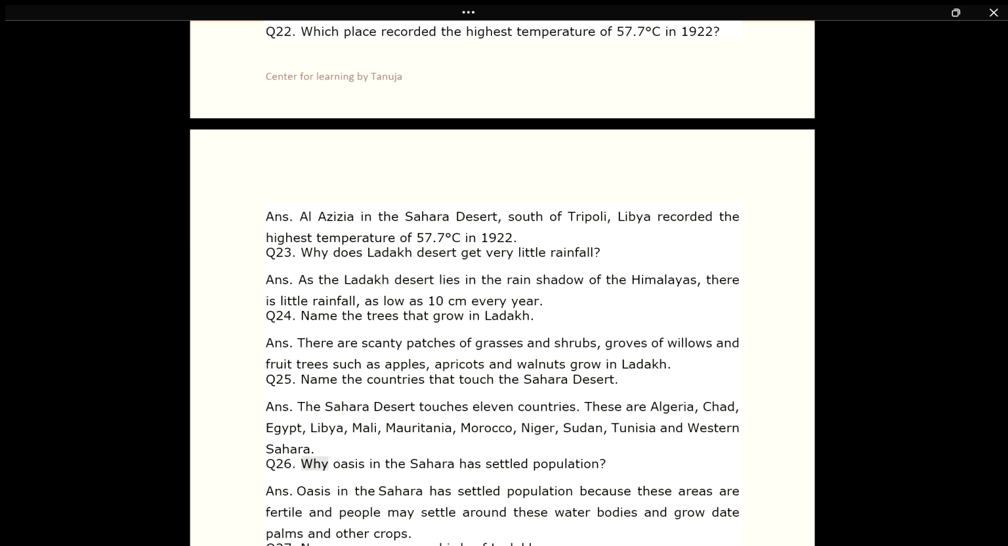Q26. Why does oasis in the Sahara have settled population? Ans. Oasis in the Sahara has settled population because these areas are fertile and people may settle around these water bodies and grow date palms and other crops.